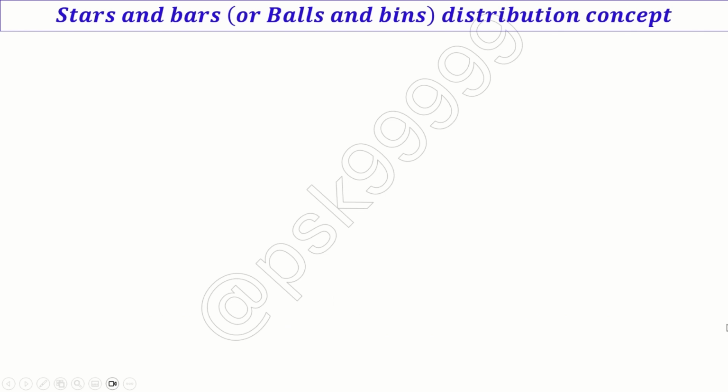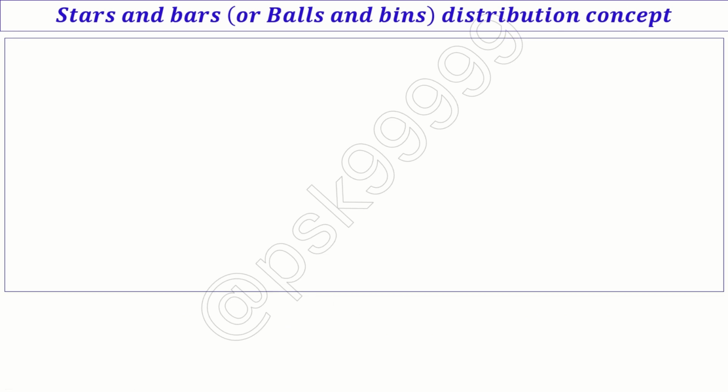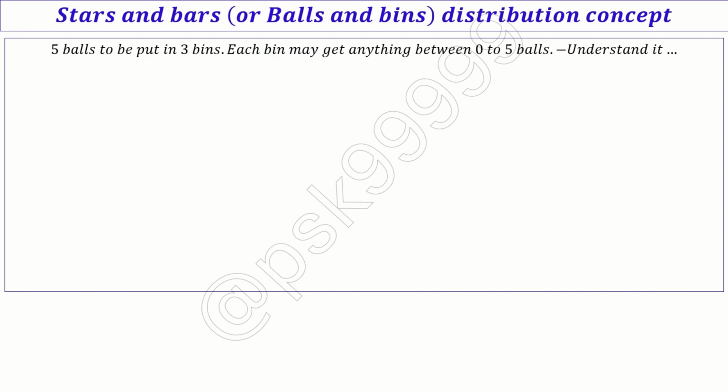Let's understand this distribution concept by example. 5 balls, all identical, are to be put in 3 bins, and these bins are numbered 1, 2, 3. How many ways can we put them? Each bin may get anything from 0 to 5. It can get nothing, so all possibilities are there. This is the concept.